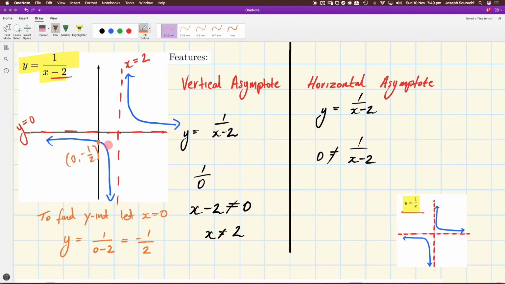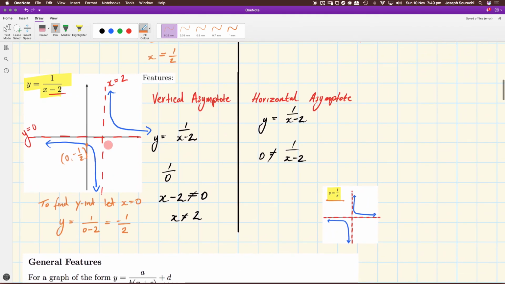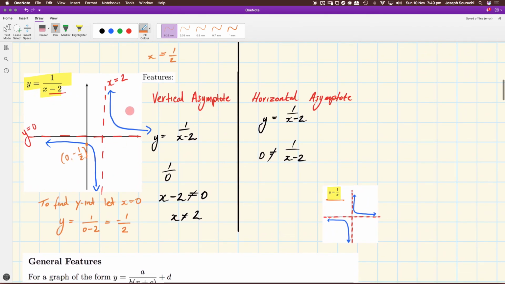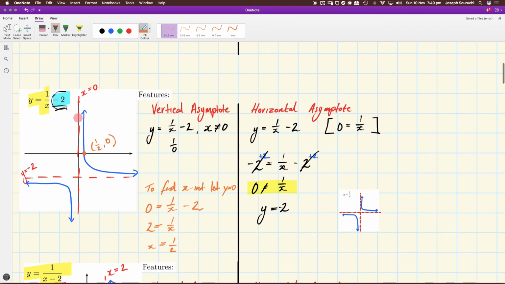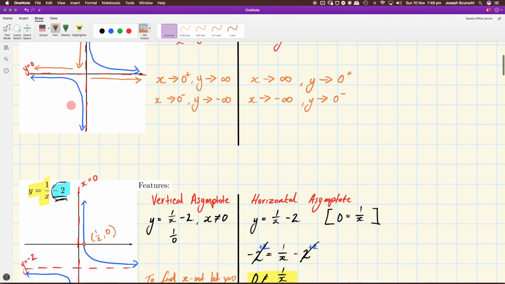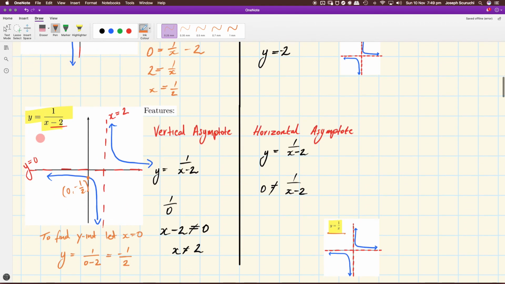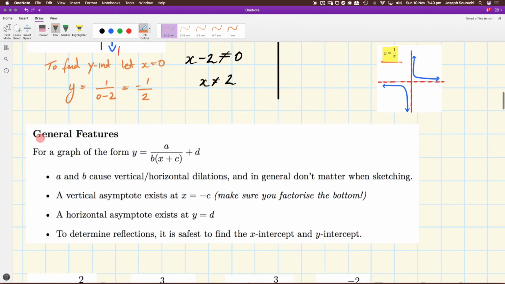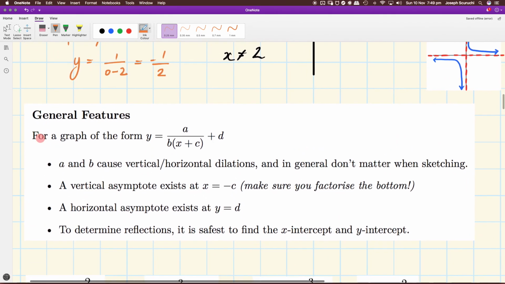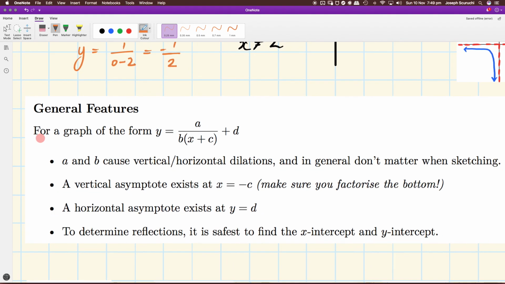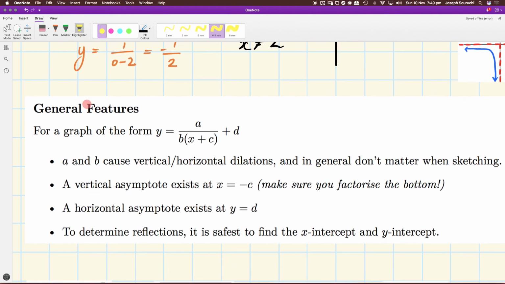Perfect. So just then, if we were to zoom out for a second, we talked about transforming it left to right by changing things in the denominator. We talked about transforming up and down by changing the constant here, and we did a deep dive into what y equals 1 over x looks like. Let's now just recap that again by talking about the general features here in this nice looking graph. So what are the general features of a rectangular hyperbola?